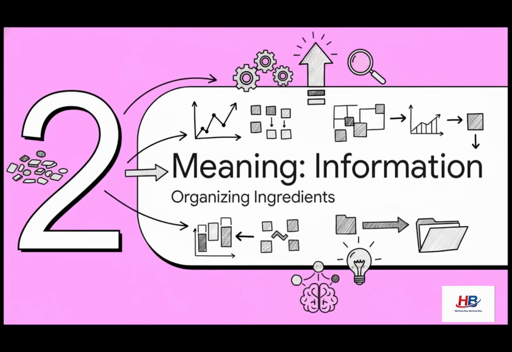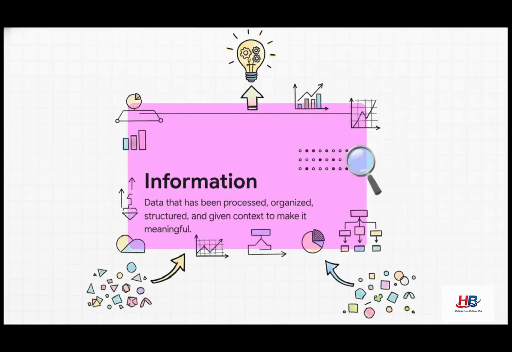Okay, let's climb up to that next rung on the ladder. We're taking our pile of ingredients and we're starting to organize them to make them actually mean something. This is where we create information. So what's information? I like to think of it as data that we've given a purpose, a job to do. It's data that's been processed, organized, and structured. But the secret sauce really is context. All of a sudden, we're not just staring at random numbers. We're seeing how those numbers connect to each other in a way that actually makes sense.